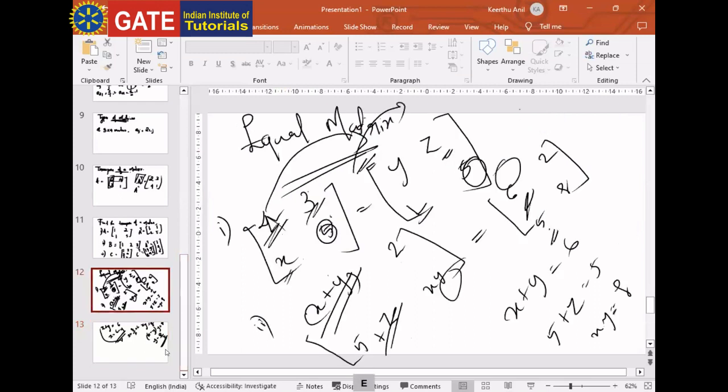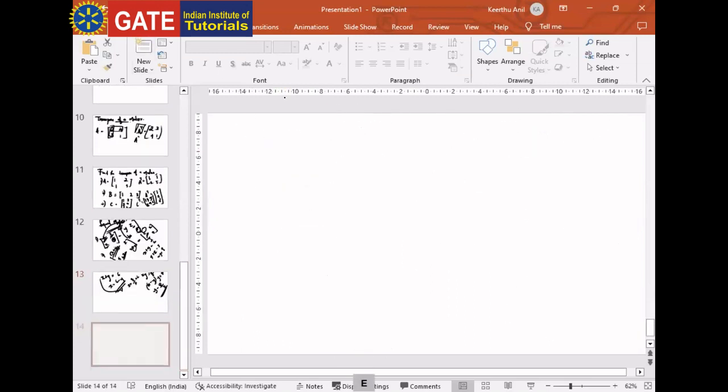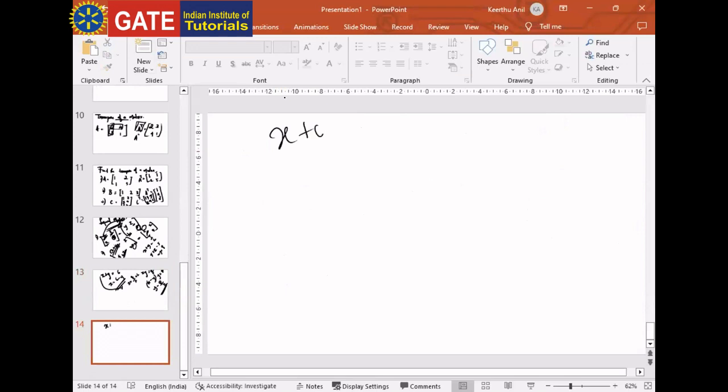Tell me all the conditions given. You can find it. What is the condition? First condition, x plus y is equal to 6. Now what is the second condition? 5 plus z is equal to 5. Then xy equals 8. Only this is given.